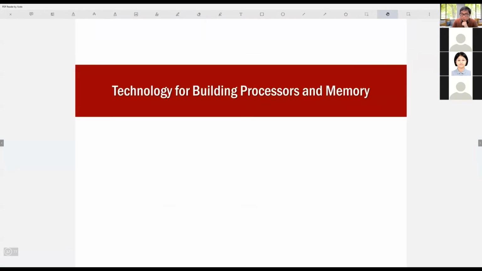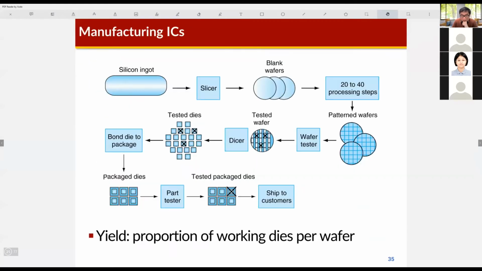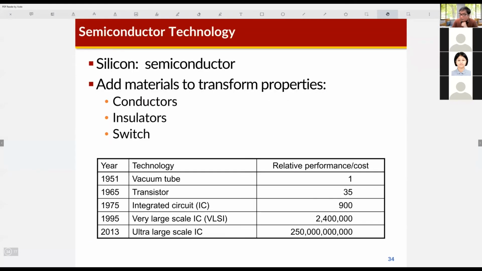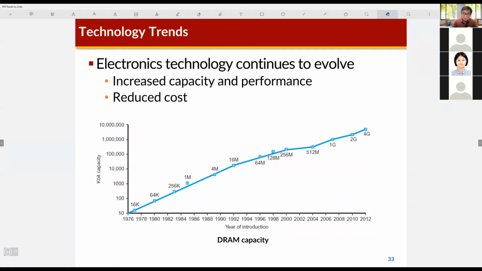Okay, do you have any questions? I think we don't have enough time to move on to the next topic, like technology trends of computer systems. So do you have any questions? Actually, you can ask a question in Korean. It's possible.